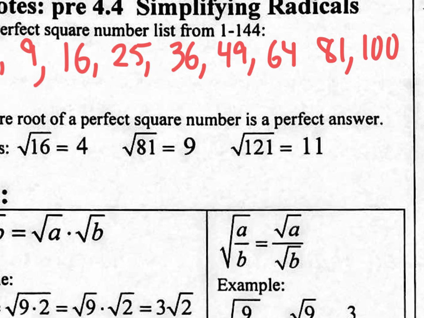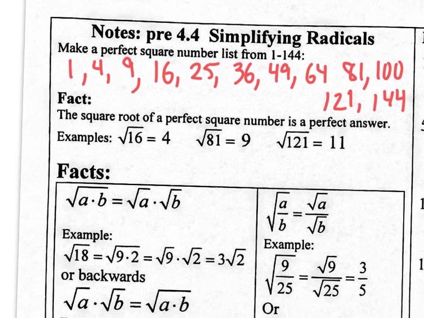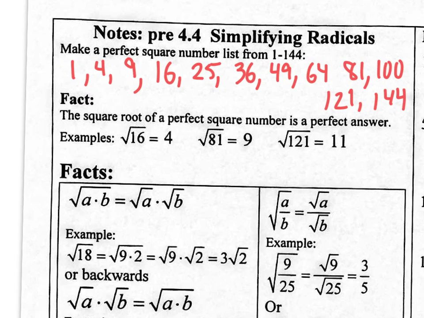And then 121. And then 144. If you're wondering where the heck he's getting these numbers from, it's simply squaring a number, right? That's why they're called perfect square numbers. If you take the number 1 and square it, what do you get? You get 1. If you take the number 2 and square it, what's 2 times 2? It's 4. 3 squared is 9.